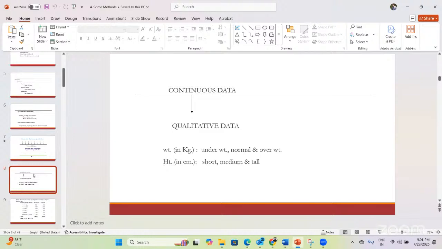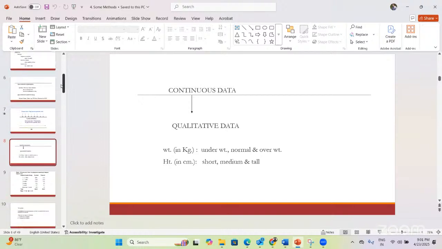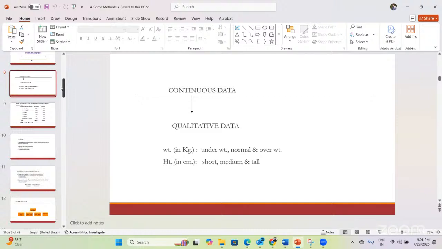Sometimes for our analytical purpose, we make our data qualitative. Suppose in heights, in weights, we make some groups or some scales. From this to this, we can say it is underweight. From this to this, we can say it is normal. From this to this, we can say it is obese. So from continuous data, we can make it qualitative also.